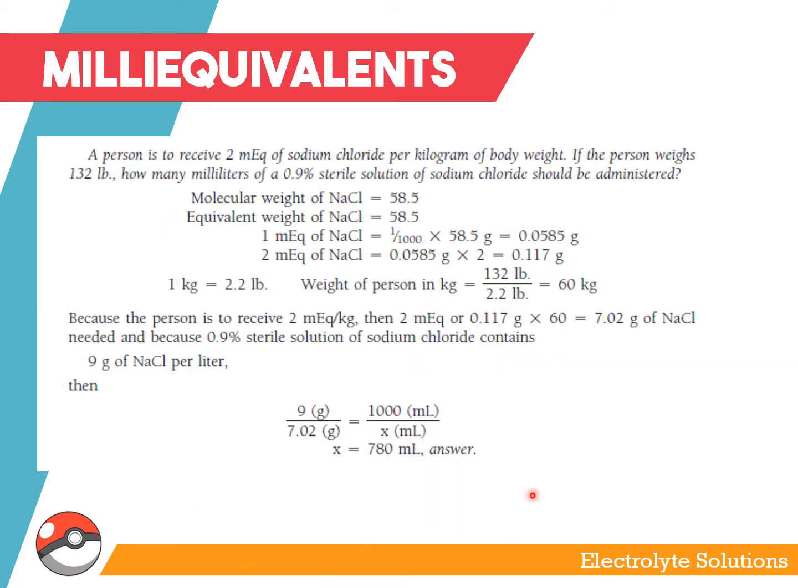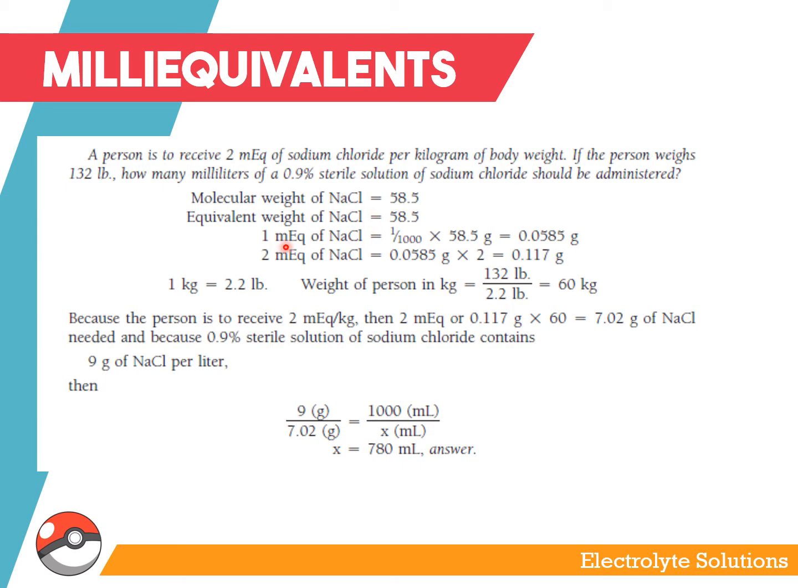Okay, so let's have more examples. A person is to receive 2 milliequivalents of sodium chloride per kilogram of body weight. If the person weighs 132 pounds, how many milliliters of a 0.9% sterile solution of sodium chloride should be administered? First of all, again, determine the molecular weight of sodium chloride. Sodium is 23 and chloride is 35.5, so we have 58.5. The equivalent weight is 58.5 as well, because the valence of sodium is +1.